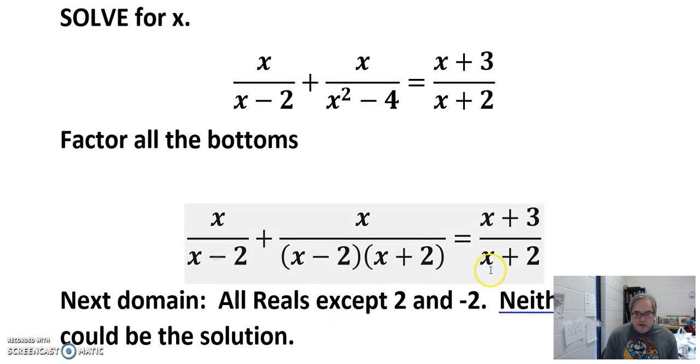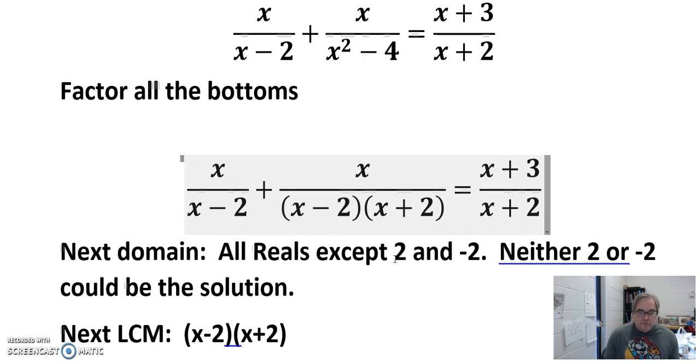So on these, you're looking for where you can get division by 0, and that would be either at 2 or -2. Either one of those numbers would give me division by 0. Next, you're going to find the LCM, which is like finding the common denominator, greatest common denominator. We want the LCM, in this case x minus 2 and x plus 2 would be that LCM.